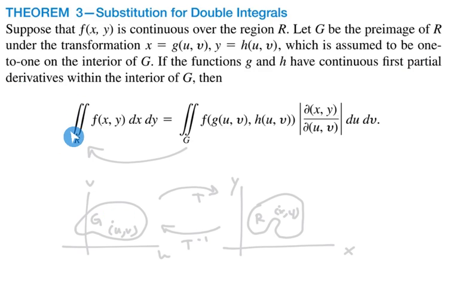So that double integral over R of my function f(x, y) dx dy, we can rewrite as the double integral over G. Instead of x, we have g(u, v). Instead of y, we have h(u, v), times the Jacobian, that's my extra factor, du dv. It's kind of like converting from rectangular to polar, and we always have that extra r factor in there.